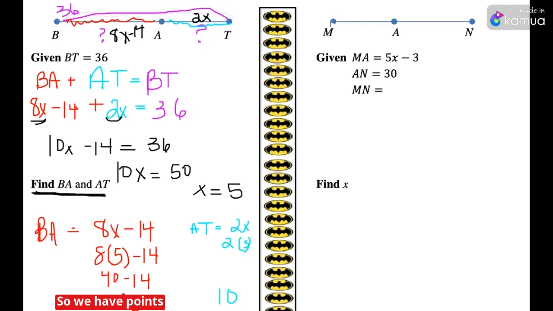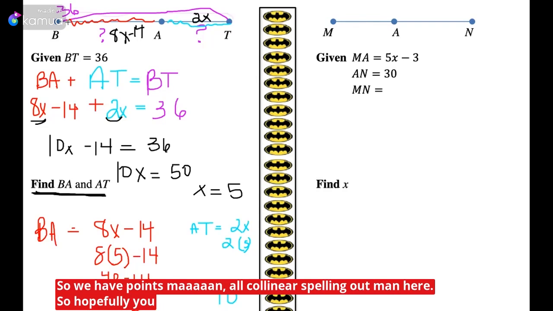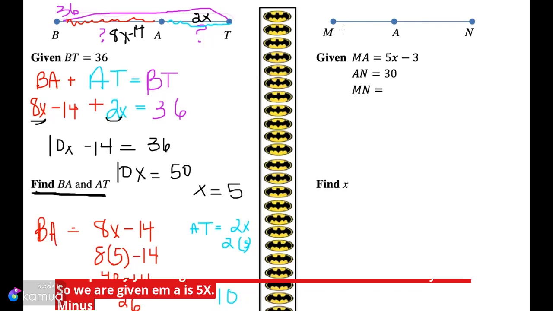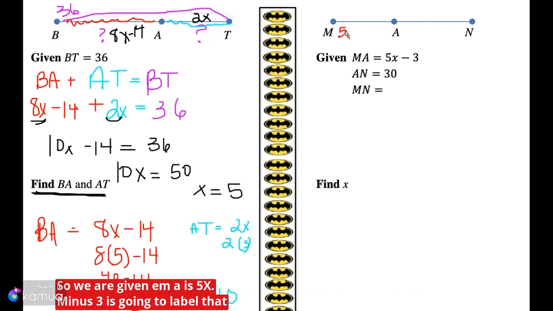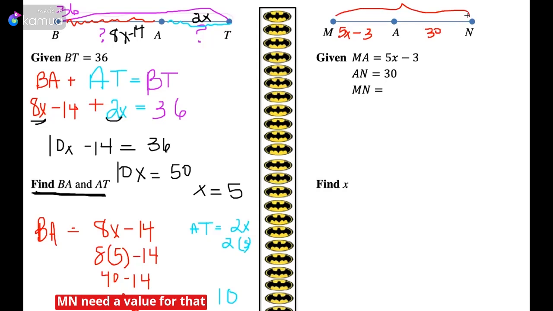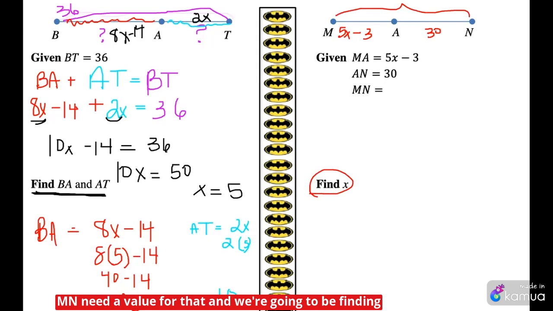So we have points M, A, N, all collinear, spelling out man here. So hopefully you caught that, Batman and all the Batman symbols. So we are given MA is 5x minus 3. Let's go ahead and label that. Just this segment, MA. And we know AN is 30. MN, need a value for that, and we're going to be finding x.